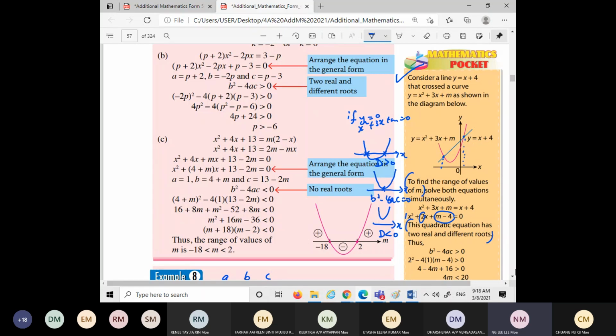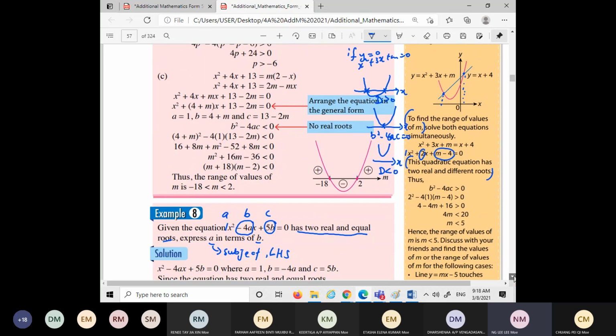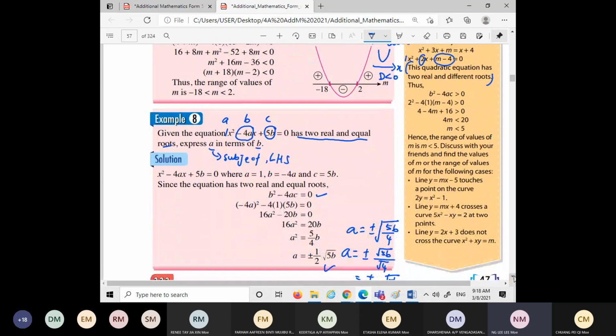Okay, we can go through some more. The range of value of m is this. Now we will find the value for the following cases. We have 3 cases here, we can go through one by one. This line touches a point on the curve. When it touches a point on the curve, what is D? Greater than 0, equal to 0, or smaller than 0?